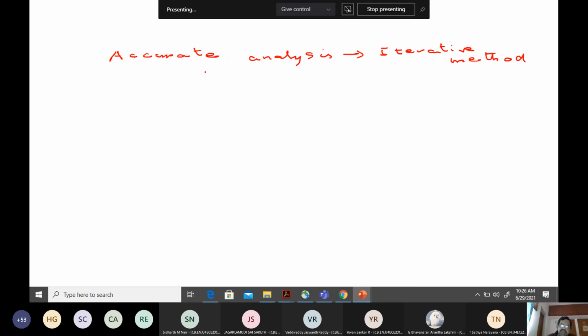This is for performing accurate analysis. But if I want to do, okay, but this is time consuming. That also must be written here. The disadvantage with this method is that it is time consuming because you have to perform several iterations to get concordant values.